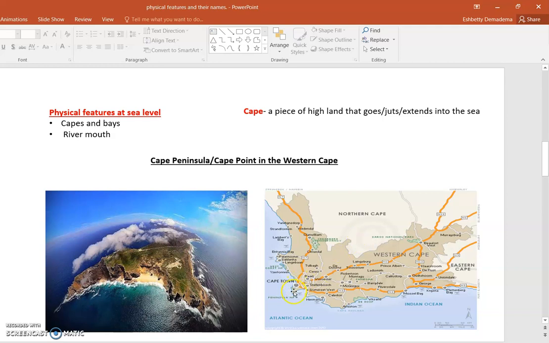So our Cape Point is here. Can you see that this land here is jutting into the sea? It's extending into the sea. It goes right into the sea. So that is our Cape Peninsula there. Alright, so now you have an idea of what a cape would look like on a map.